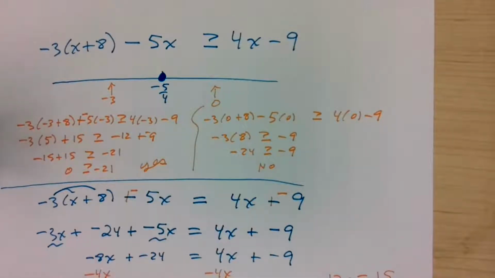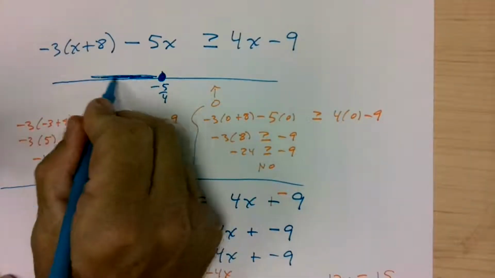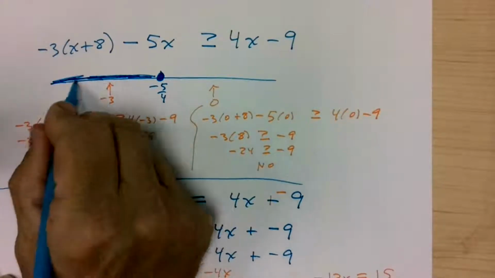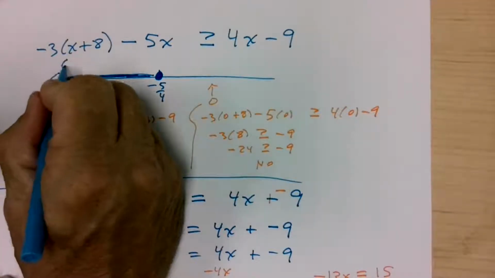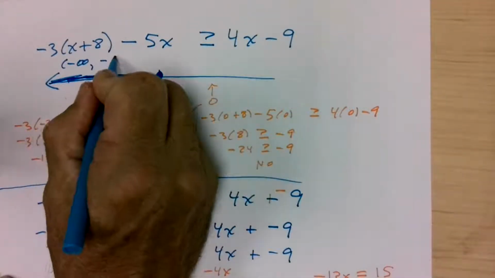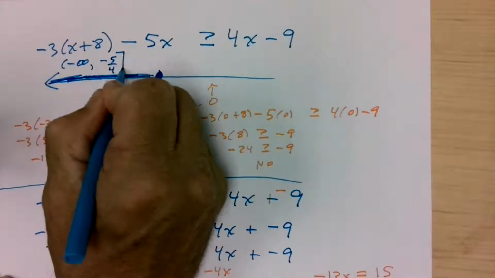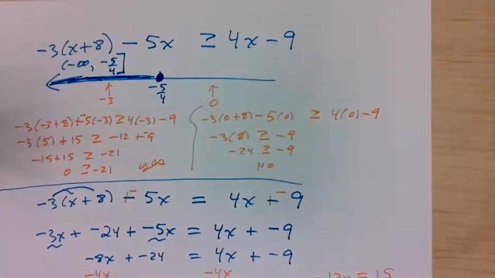So we're going to shade towards negative 3, shade this way. How far left does it go? All the way to negative infinity. Then it stops at negative 5/4. And that is a square bracket because it's a solid dot. It's a solid dot because it is an equal sign. And that will conclude this lesson.